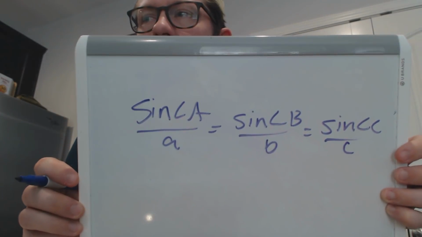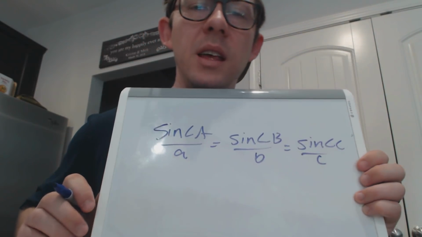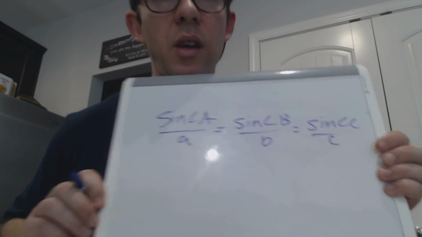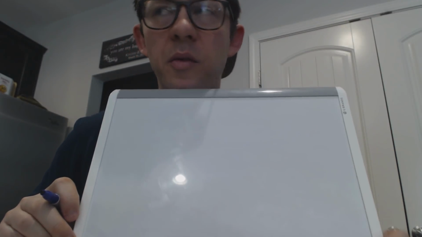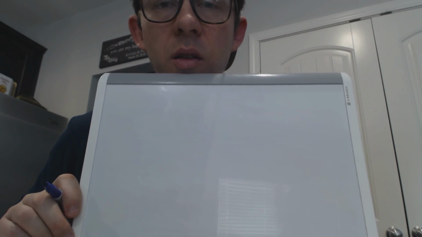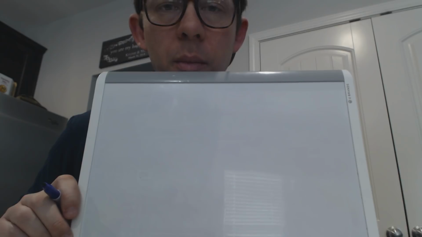That is the law of sines, okay? And I'm going to teach you how to apply that to solving triangles, right? So here's what we're going to do. There are two types of triangles I'm going to teach you to solve today, okay? Two types of triangles, all right?